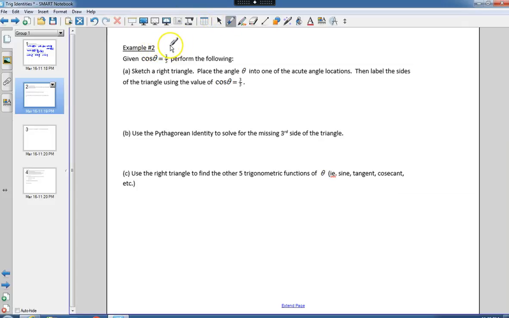So in example number 2 here, you are given that cosine of theta is equal to 3 over 5, and you have to perform the following. For part A, you are told to first sketch a right triangle. So perhaps I'll just sketch a right triangle right over here. Not the best right triangle, but it'll do.